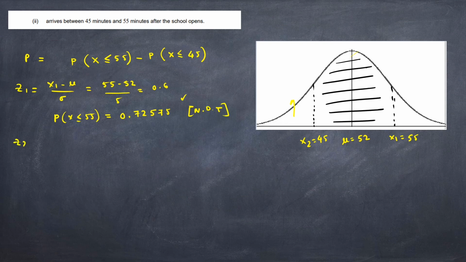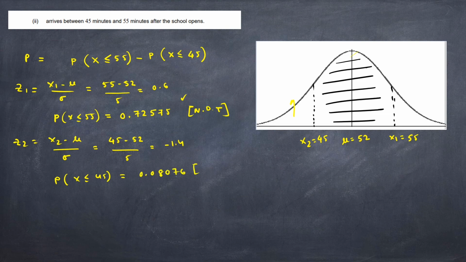Now Z2 is equal to x2 minus mu divided by sigma. So the value of x2 is 45, minus 52, divided by 5. So we are getting the value to be minus 1.4. So if Z2 is minus 1.4, we are getting P of x less than or equal to 45 to be 0.08076. Again, this is from the normal distribution table.